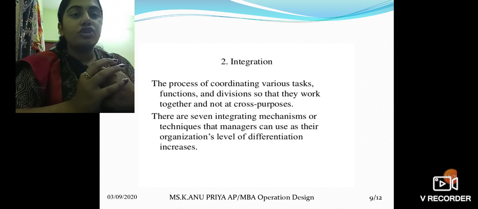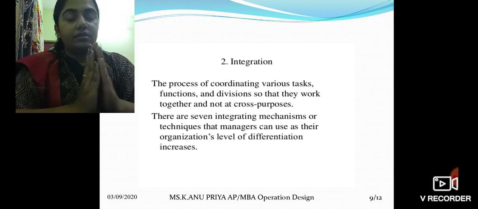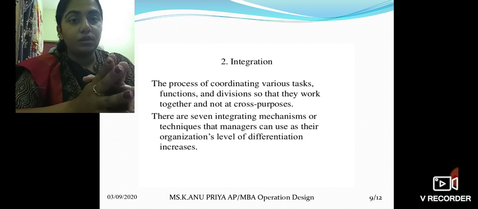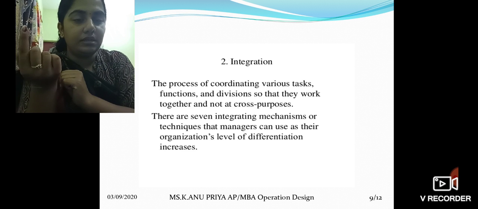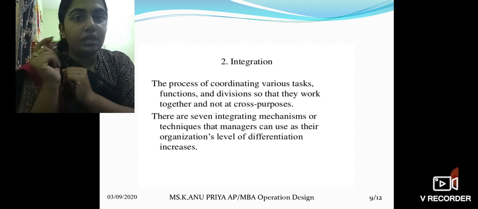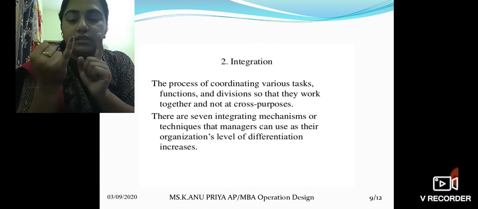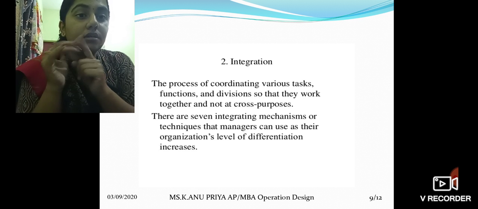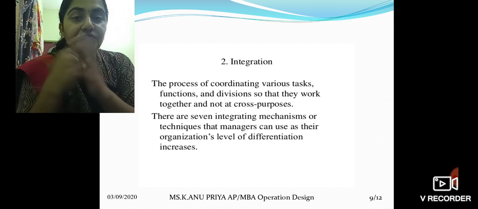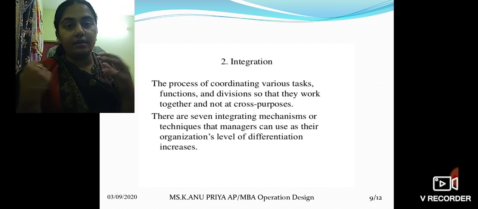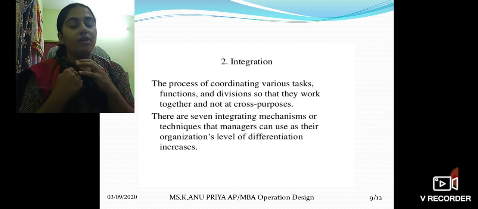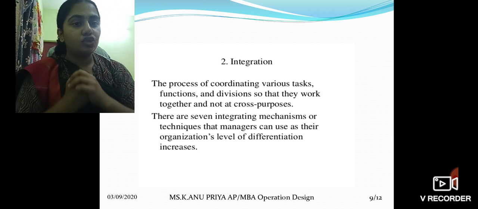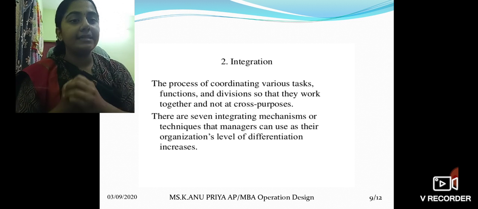So, the process of coordinating various tasks. For example, the organization works upon various tasks. It cannot work on the same single task. So it will be working on different tasks, right? So those tasks will be various, and the functions and divisions should be coordinated. Without coordination, without cooperation of the employees in the organization, the process will not be successful, so that they can work together, not at cross purpose.